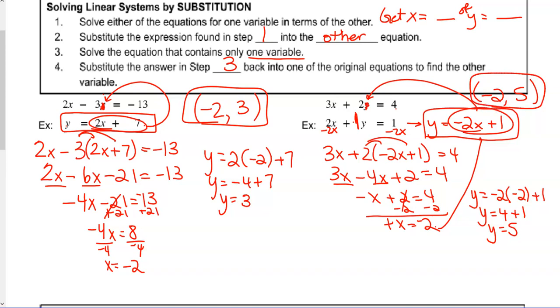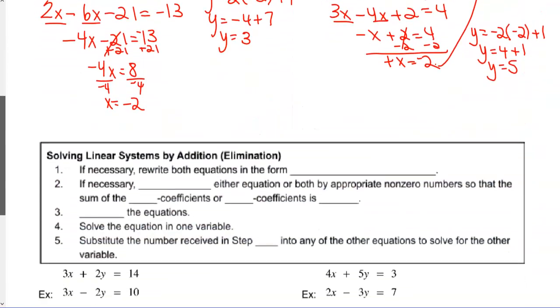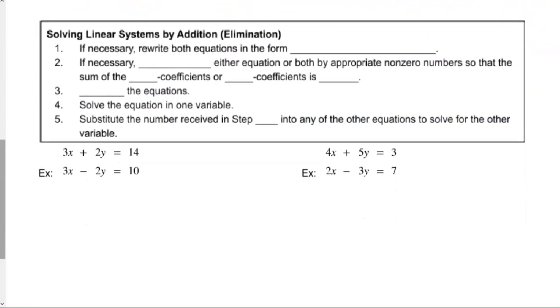Okay, so we had 2 lines that cross at the point negative 2, 5, and that is the answer to the system. All right, so let's talk about the addition method, also referred to as elimination sometimes. Students usually get used to this pretty quickly once we have it all lined out. The steps that we take are now 5 instead of 4. So if necessary, we want to rewrite both equations in the linear form ax plus by equals c. We want them in the same exact form stacked on top of each other, like what you see right here.